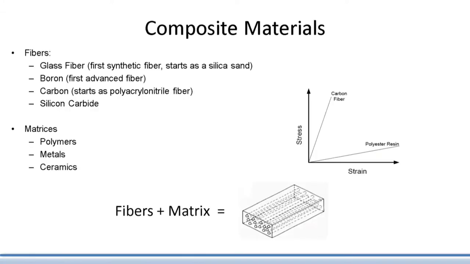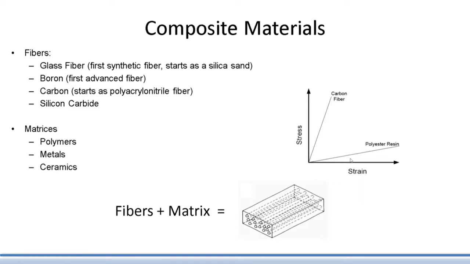And then we talked about the fibers. For fibers, you're going to have several types. You could have a carbon fiber, which starts as a polyacrylonitrile fiber. You have the boron, which is an advanced fiber system. A glass fiber, which is the first synthetic fiber, and it starts as silica sand. And you have silicon carbide. So these are the typical fibers you could have.